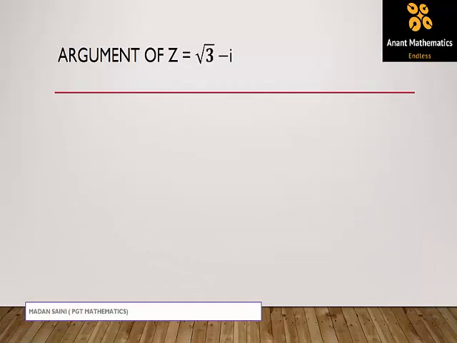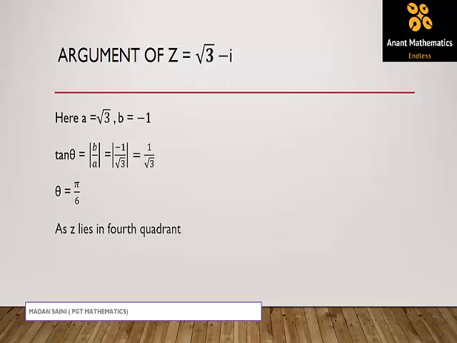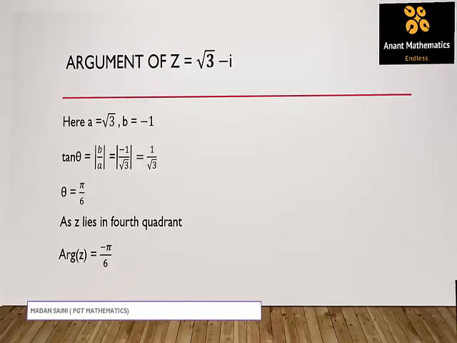Now we need to calculate the argument of root 3 minus iota. A and b are root 3 and minus 1 respectively. Calculating tan theta, that is 1 by root 3. So theta will be pi by 6. Here value of a is positive and b is negative. So z lies in the fourth quadrant. So the argument of z will be minus of pi by 6.